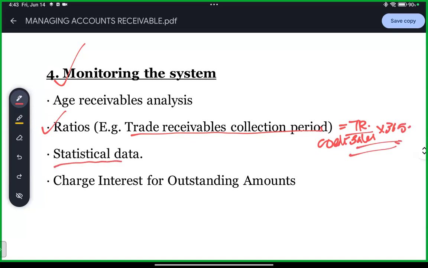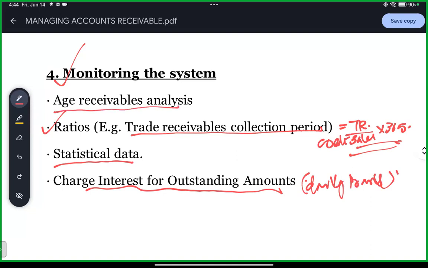Then you can use some statistical data to check whether these policies are working effectively. Then you can start charging interest for outstanding amounts, maybe on a daily basis. Usually businesses do it on a daily basis, but your calculations would probably be on a monthly basis, where you time apportion. And aged receivable analysis.